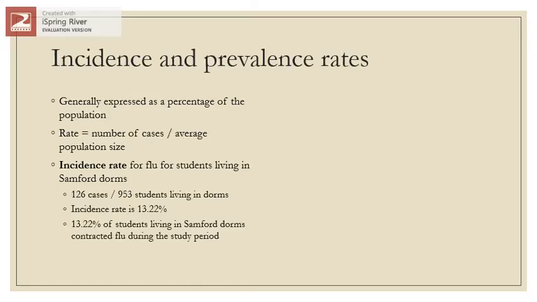Here's an example. The number of cases is 126. So 126 students develop the flu. 953 live in the dorms. So if you take 126 and divide it by 953, the incidence rate is 13.22%. This means that 13.22% of students living in the Samford dorms contracted the flu, developed flu, during the study period. Maybe it was a month, we don't know. It doesn't say, but however long the study went on. So that's an incidence rate.